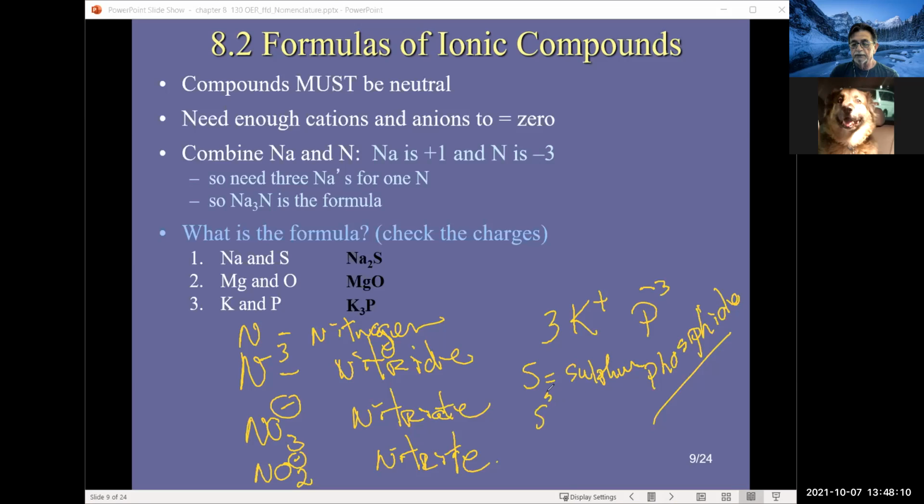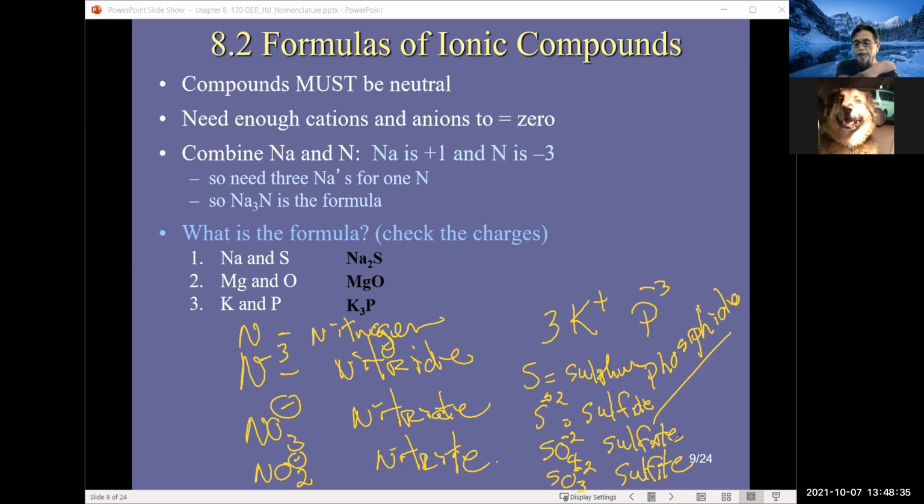And then -2, sulfide. And then there's a polyatomic ion with 4 oxygens bonded to sulfur with a -2. That is sulfate. And then there's sulfur with 3 oxygens, which is still a -2, and it's called sulfite.